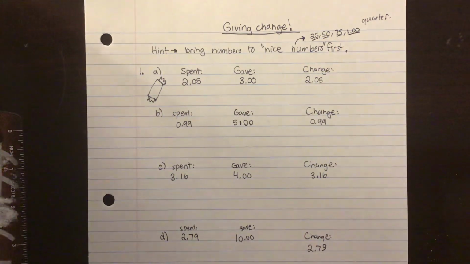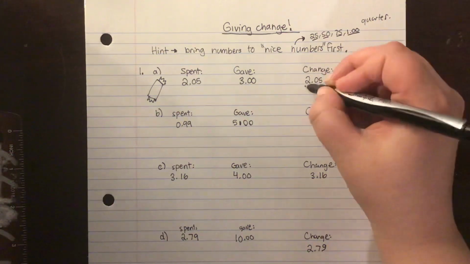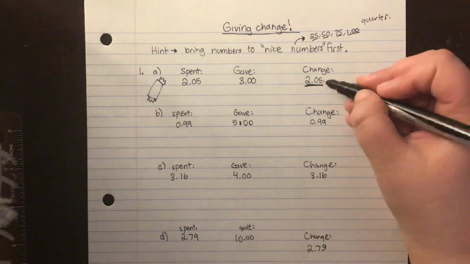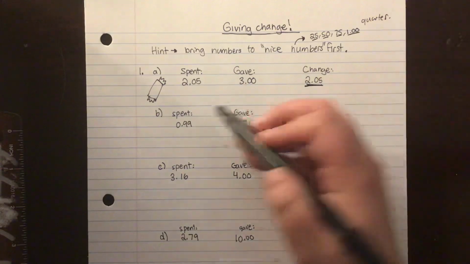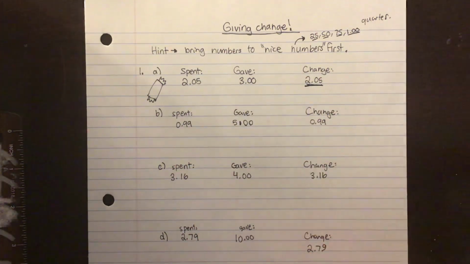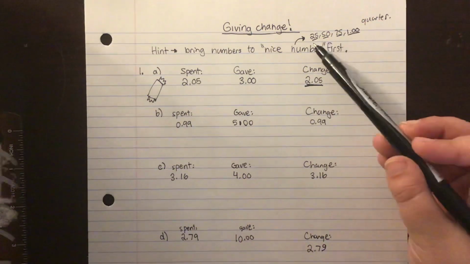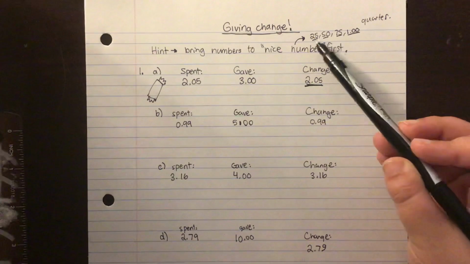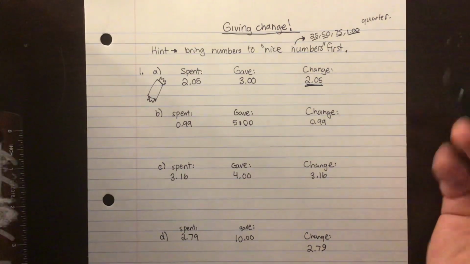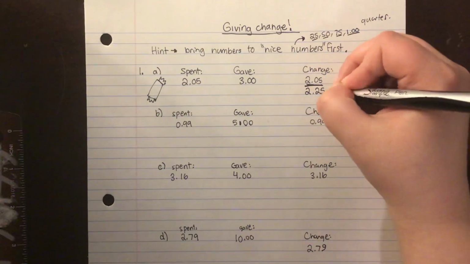So what they do is they start with the amount that they have. They start with the $2.05. That's the amount you were supposed to pay. And then we're going to add things on until we eventually get up to $3, which is what we gave. So once again, we want to try to round to nice numbers. So the best one to get to is the 25 because that's the closest to 5 cents. So we're going to go to 25.